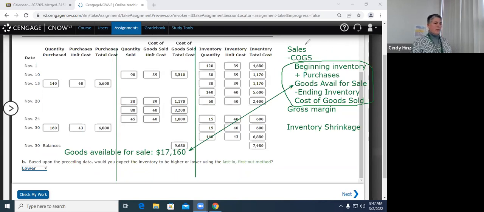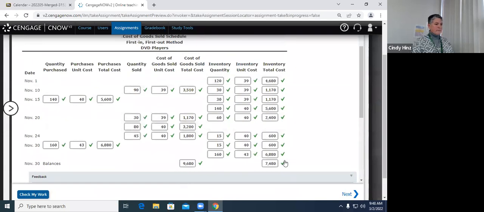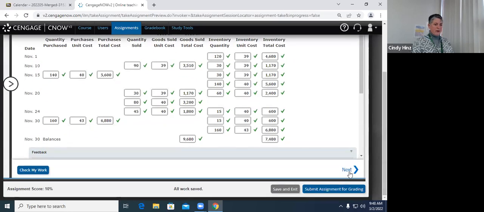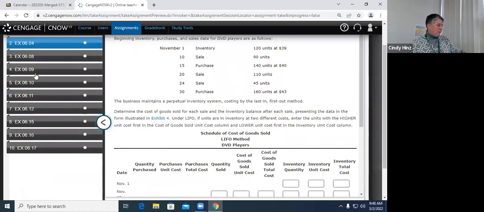Okay, so let me clear my drawings here. We'll get our green check marks in there. And we will keep going. So that is the FIFO method under the perpetual inventory system. What we are going to do now is look at the LIFO method. Same information, same company, but what would it look like if they used LIFO? Give me just a moment here.